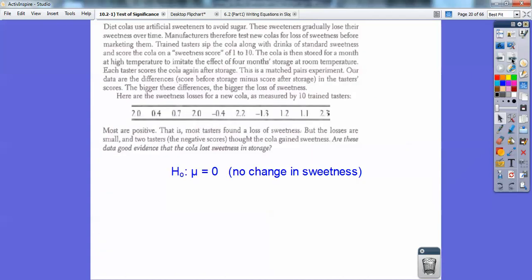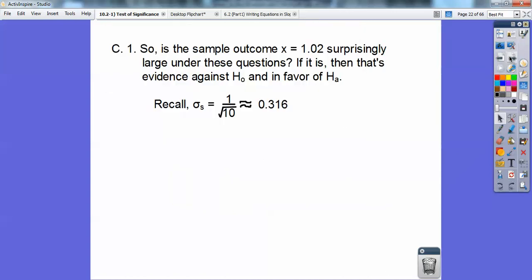So what are the null and alternative hypotheses? Your null hypothesis is always no change. So no change means that the change would be 0. And the alternative hypothesis is that there is change. In this case, they wanted to know, did it lose sweetness, which was a positive number. Okay, and that's all it's asking. Just state the null and alternative hypotheses. So part of your homework, just state the null and alternative hypotheses. It'll make sense in a second.